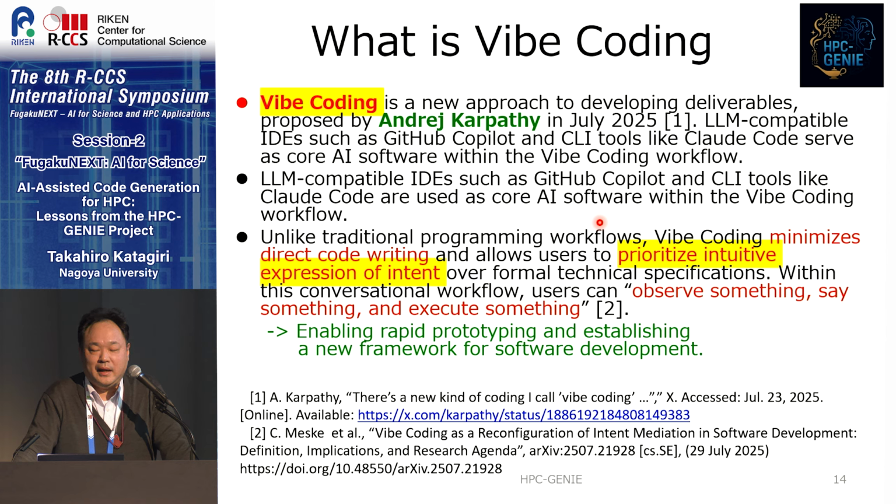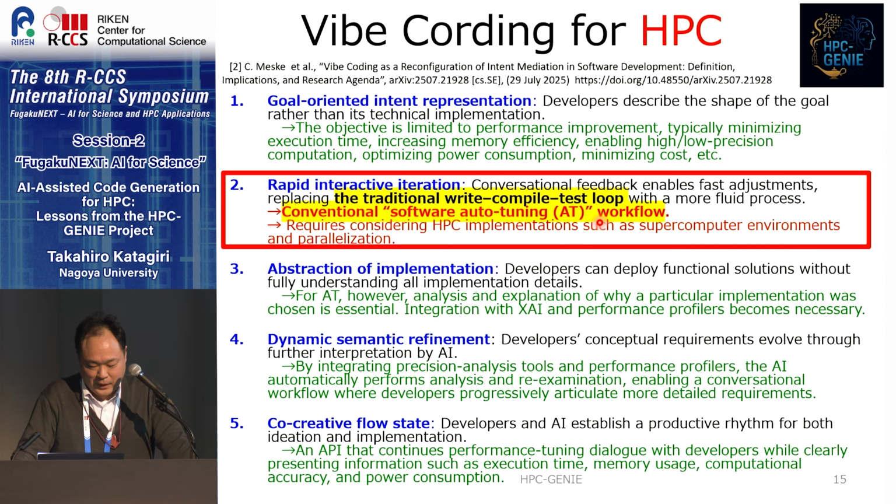This is a very new concept for software engineers, I think. Actually, I don't know the definition of vibe coding, but this paper defined five categories of vibe coding. We are focused on the second definition, repeated interactive interaction, where the traditional write, compile, test loop is automated. That is the same concept as the auto-tuning community, so we are very focused on this topic.